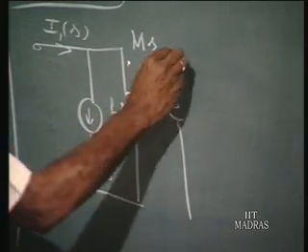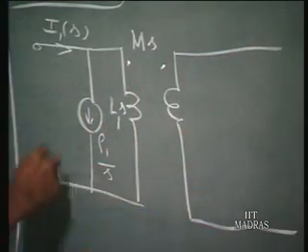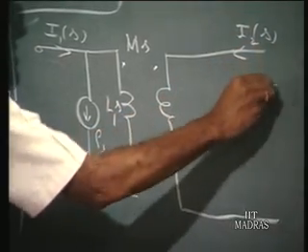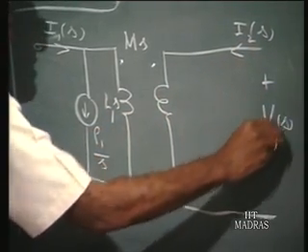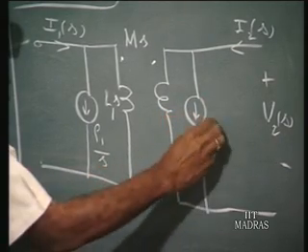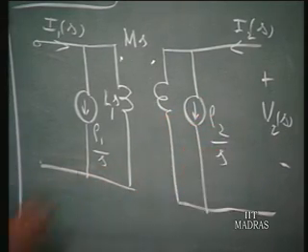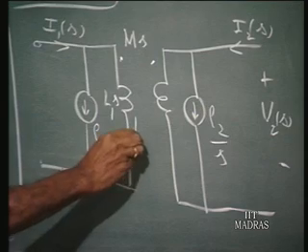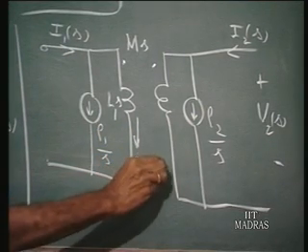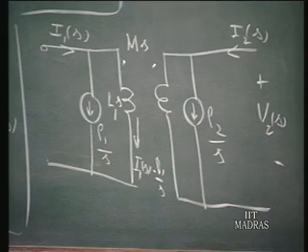And what is the current in that coil? In a symmetrical way, you have I2 of S here, this is V2 of S, and you have another current source here which is rho 2 by S. So the current in this coil is I1 of S minus rho 1 by S, and the current here is I2 of S minus rho 2 by S.